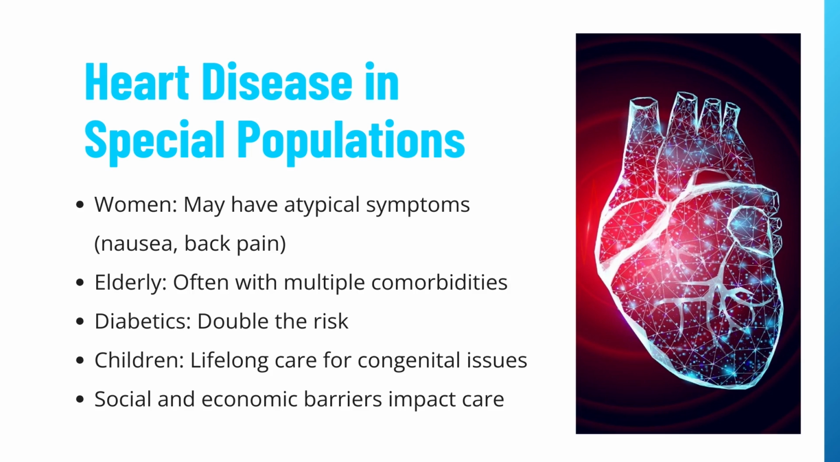Heart disease does not affect everyone equally. Women may have atypical symptoms like nausea, back pain, or fatigue, and often delay seeking care. Older adults are more likely to have comorbidities like diabetes or kidney disease, complicating diagnosis. People with diabetes are at double the risk of developing heart disease. Children with congenital heart disease may require lifelong monitoring and multiple interventions. Tailored approaches ensure better detection and outcomes in each group.